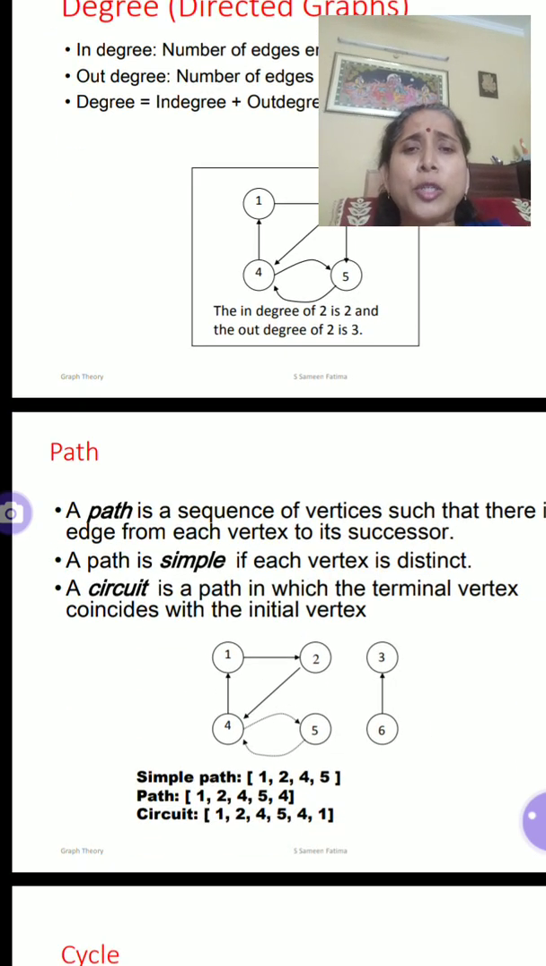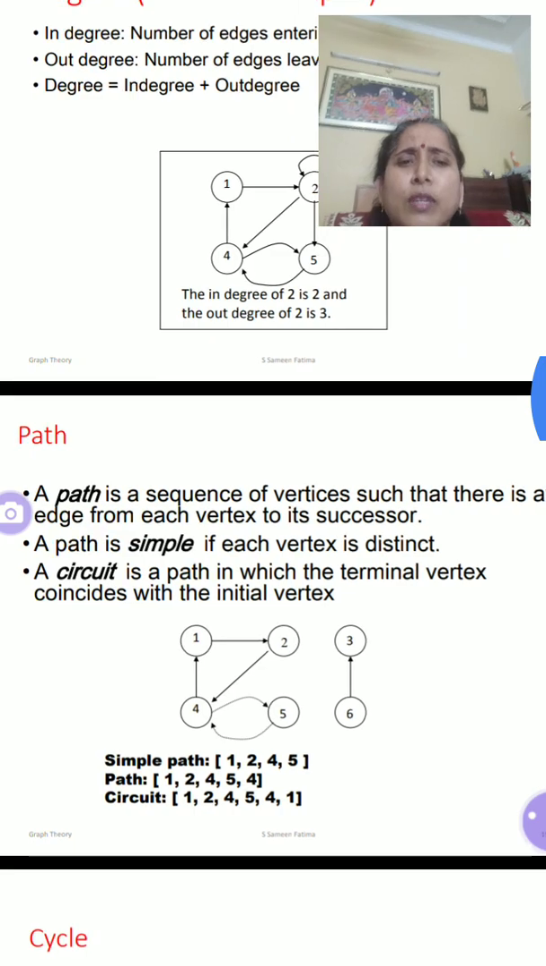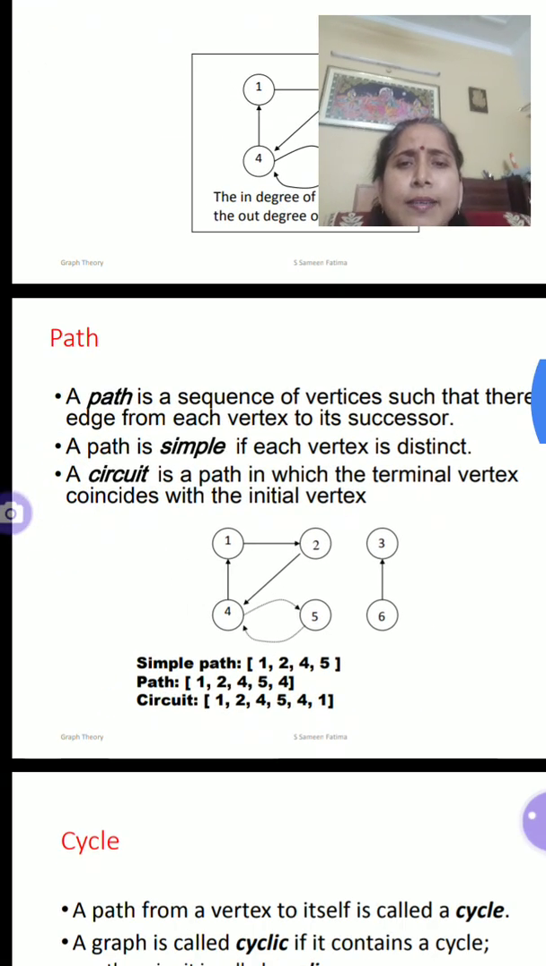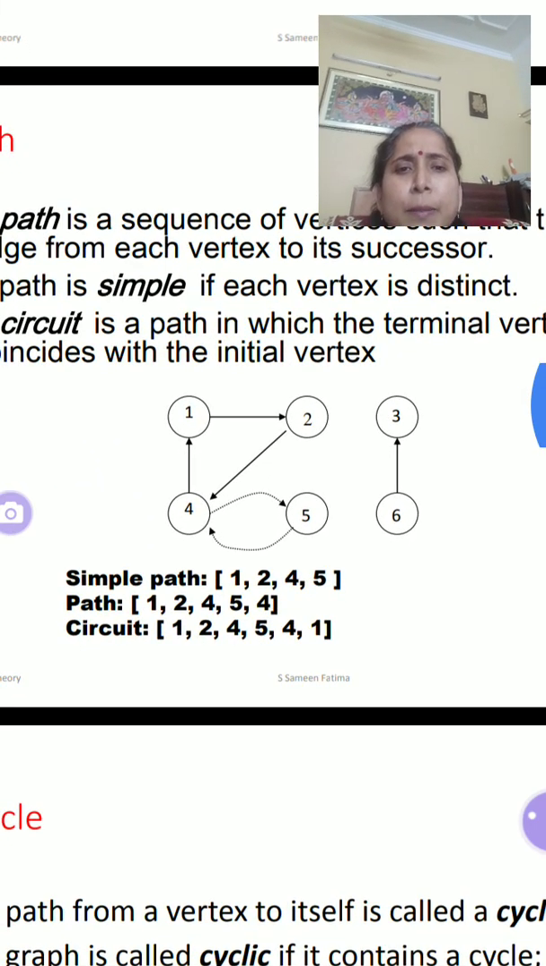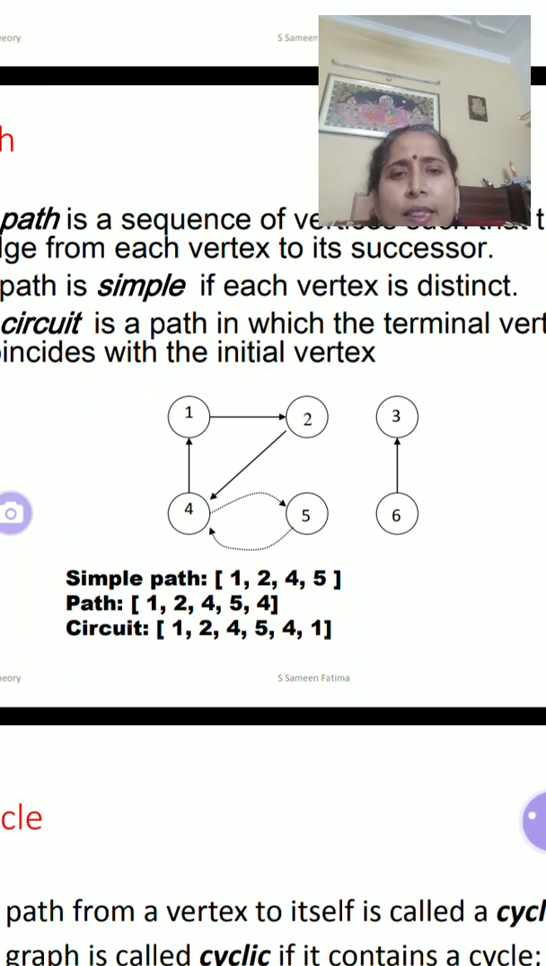Now when we come to path, a path is a sequence of vertices such that there is an edge from each vertex to its successor. If we talk about path, here what will a simple path be? We move from 1 to 2, then 2 to 4, 4 to 5. So 1 2 4 5, this is a simple path. That is one path. What is another path? 1 2 4 5 4.